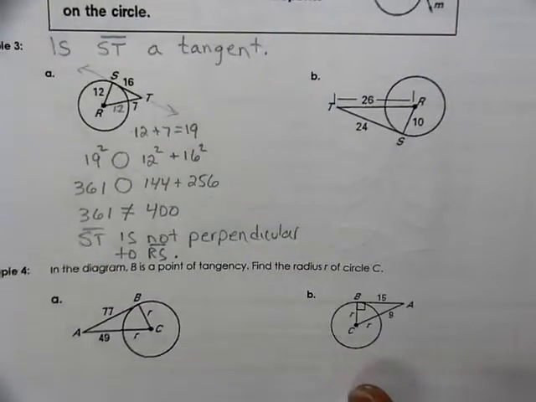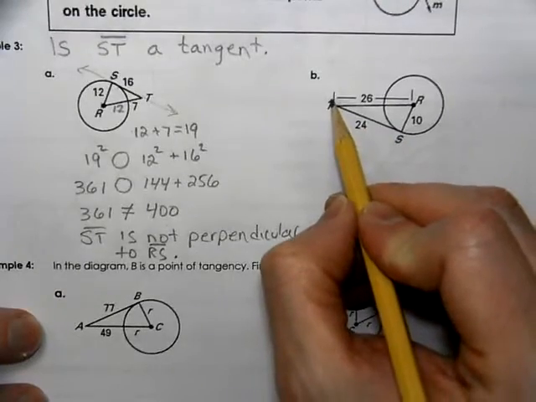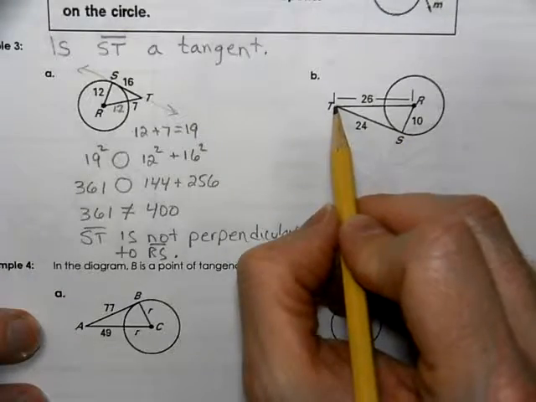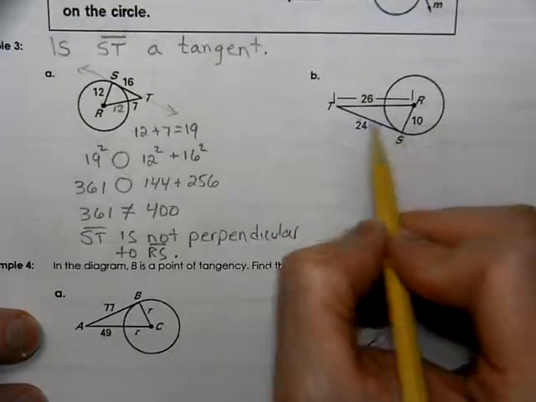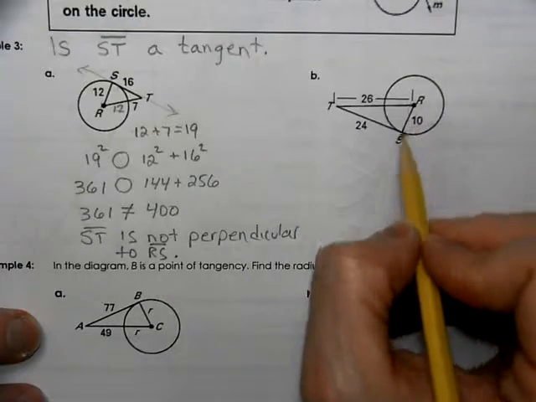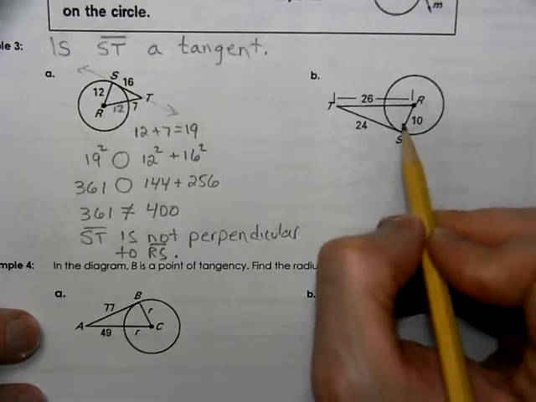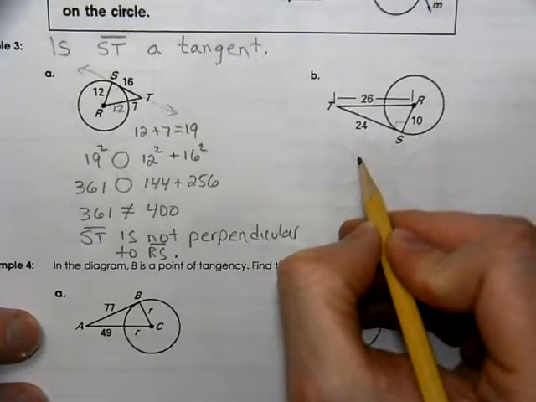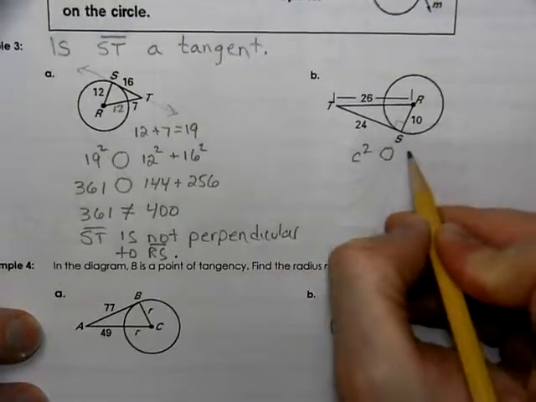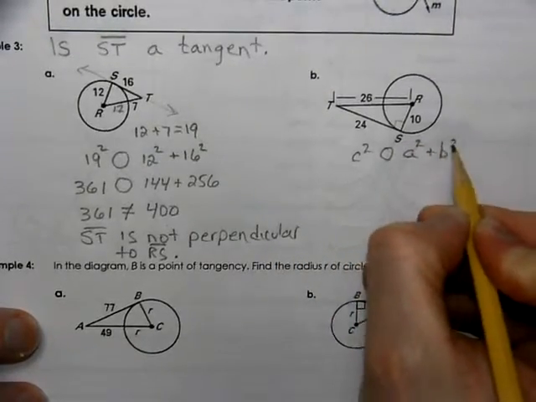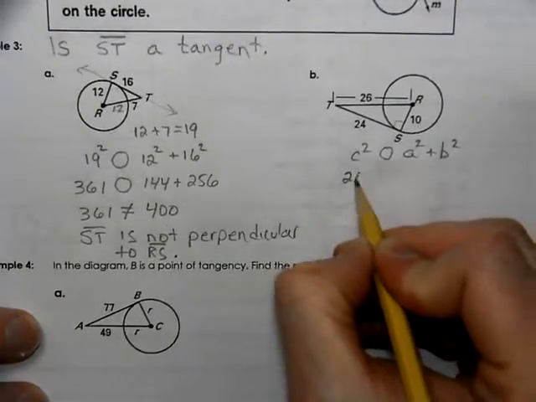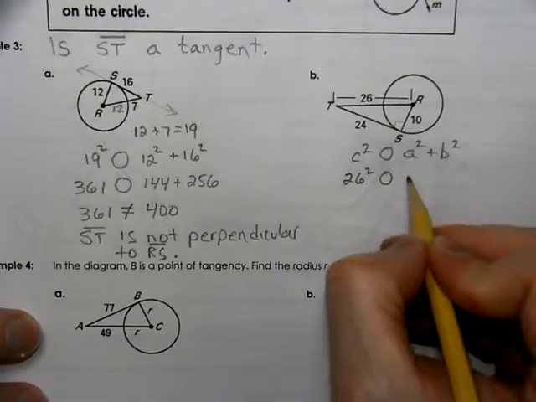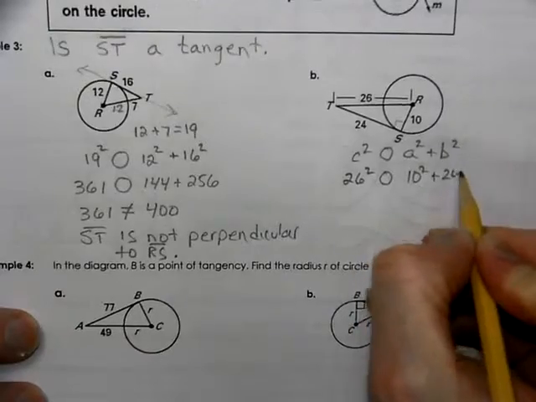So let's try this one. This time they tell us that the 26 is going all the way across. It's the longest side. ST, that's the question. Is it tangent? Is it perpendicular to RS is the big question. So if it's going to be perpendicular, then we should be able to do c squared and compare that to a squared plus b squared, where our c squared is going to be 26 squared. We'll compare that with our 10 squared and 24 squared.